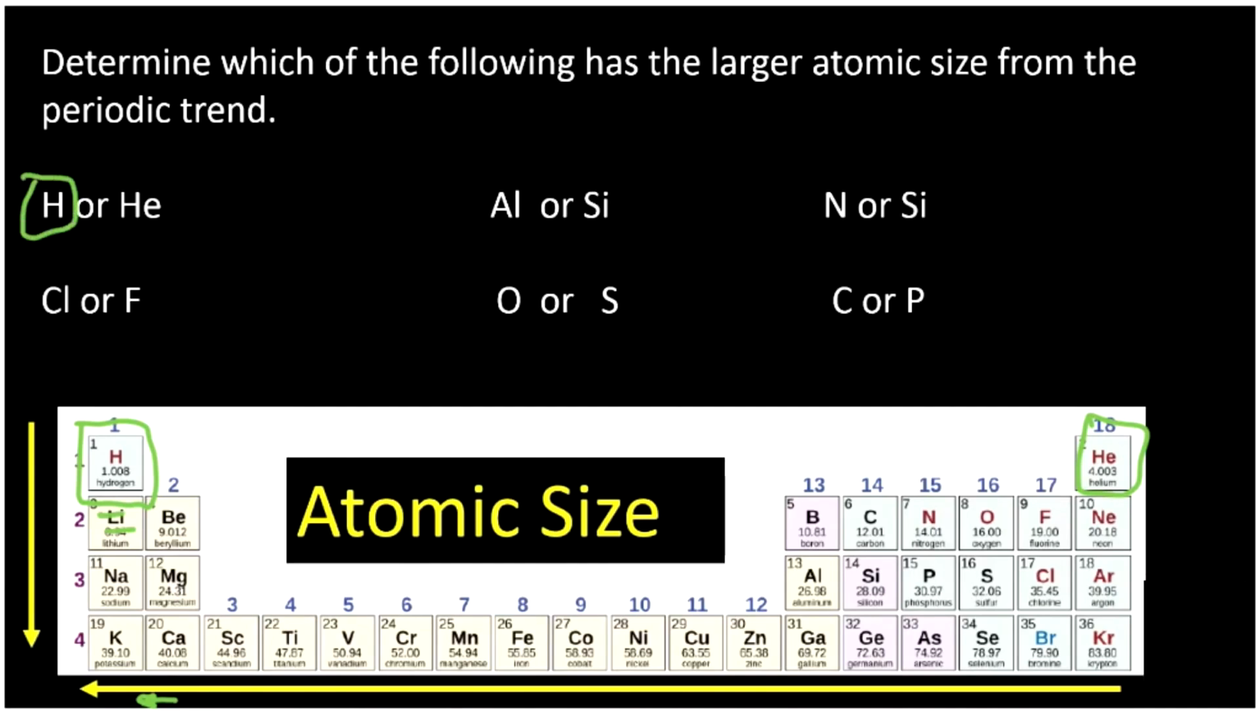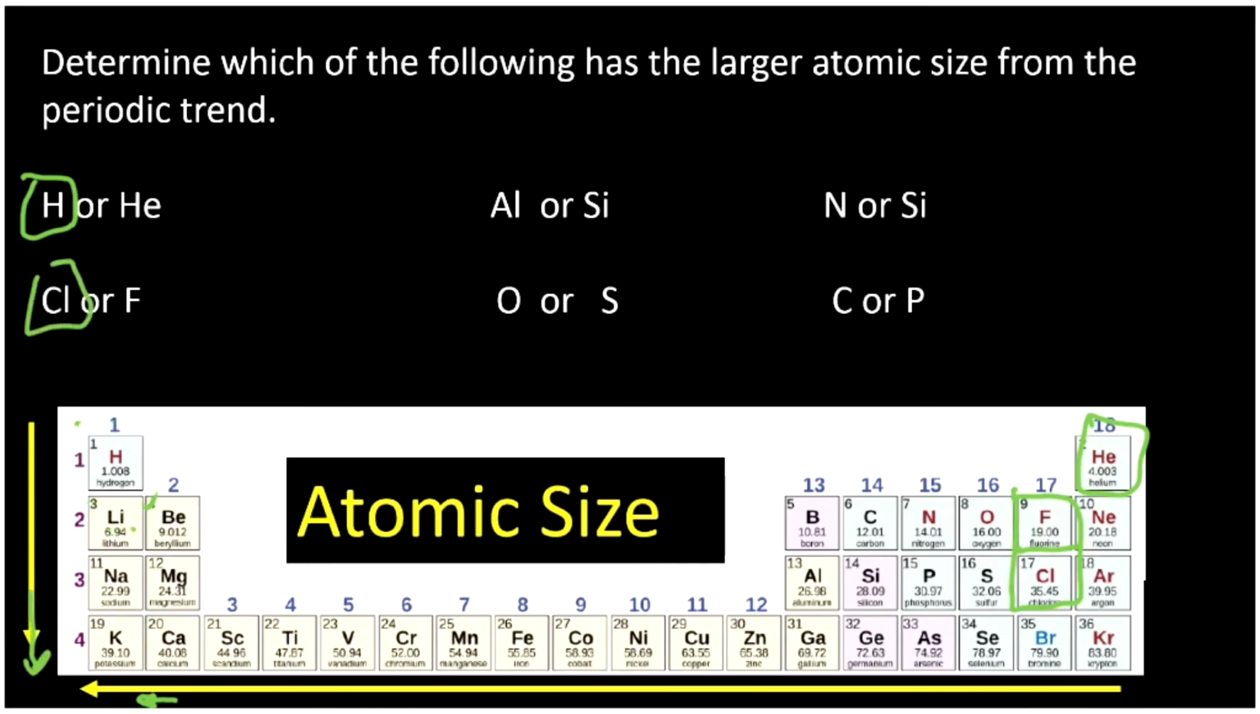If we compare chlorine and fluorine, chlorine is below fluorine. It has more electrons, it's bigger, because remember our atomic size trend tells us it increases as we go down. So we get chlorine that's bigger.